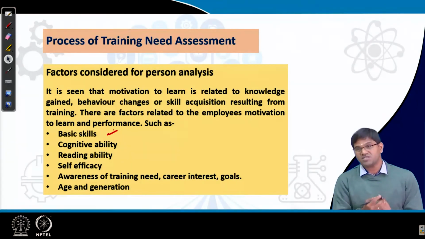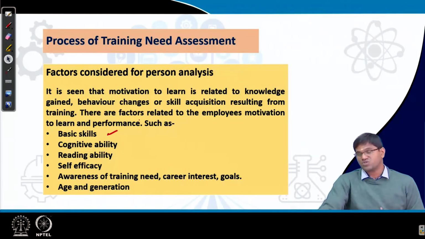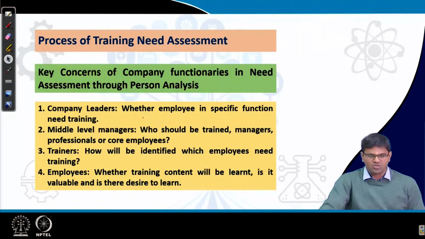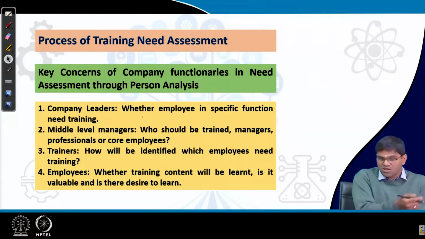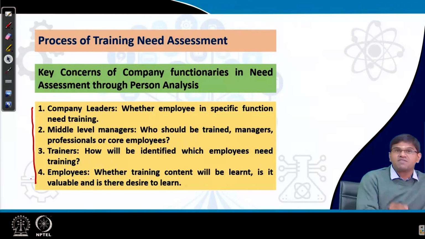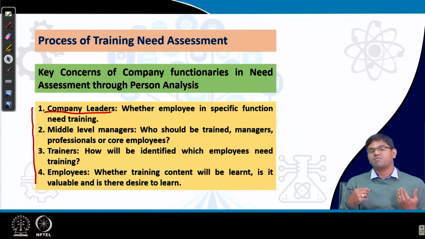In a person analysis we will be focusing on basic skill, cognitive ability, reading ability, self-efficacy, awareness of the training, and of course the age of the employees. Now if you look at the key concerns of the company function, as we discussed for an organization analysis, what type of input comes from different people at organization levels. Company leaders, management, bosses determine whether employees in specific job roles require training. Are they really a critical resource for my organization?